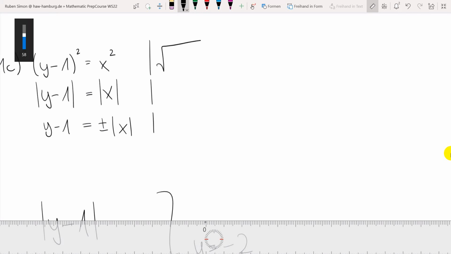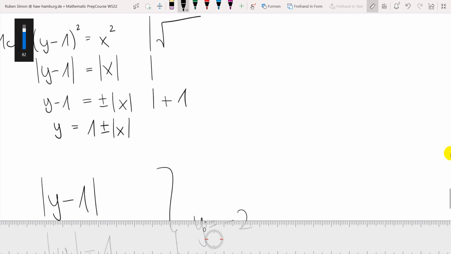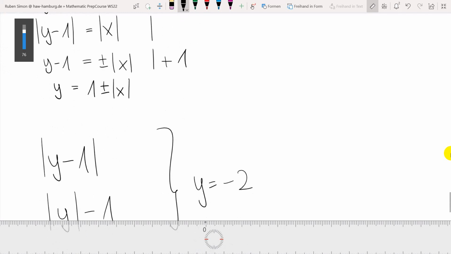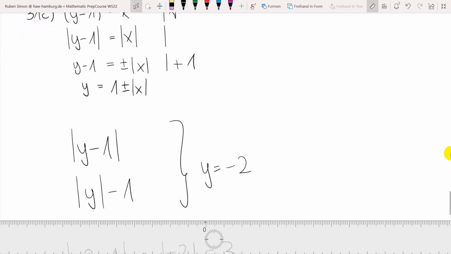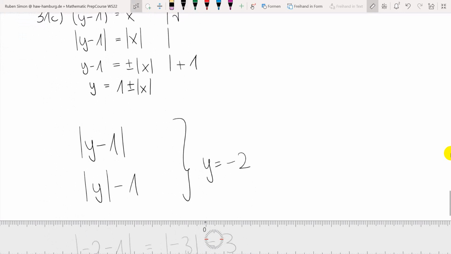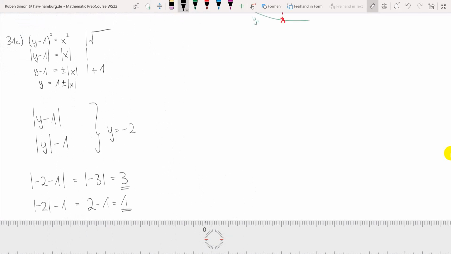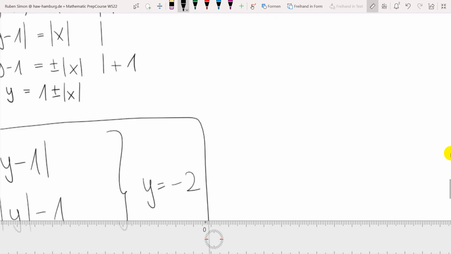By adding 1. We'll add 1. And then we'll end up with y equals, of course, plus 1 could be put in the front, so 1 plus minus the absolute value of x. So could we simplify this in some way? Yeah, y equals 1 plus modulus x, and y equals 1 minus modulus x.